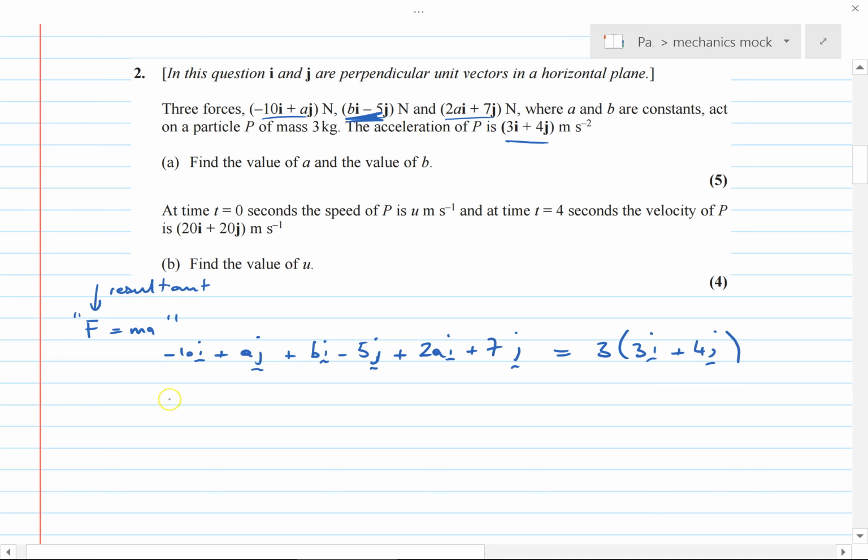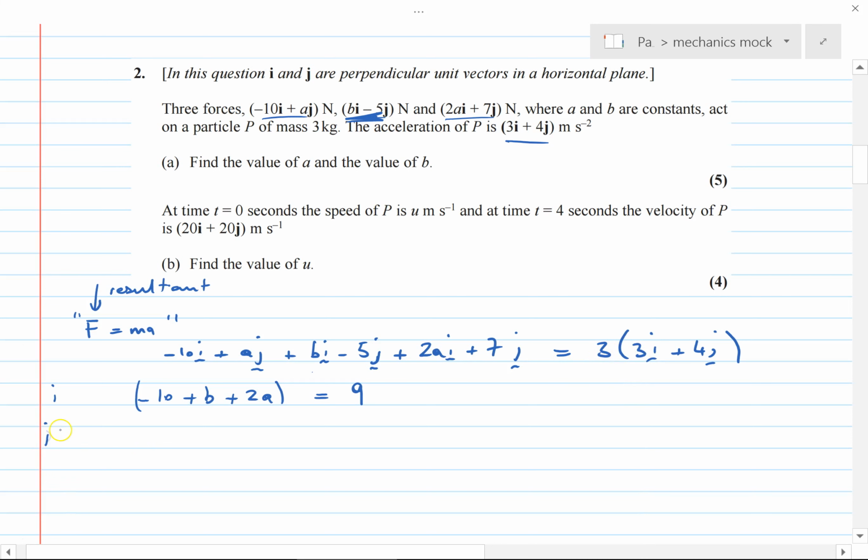If I collect the i's and j's together, I get minus 10 plus b for that one, plus 2a for that one, equals 9. That's just collecting the i components together. That one plus that one plus that one must be equal to 9.